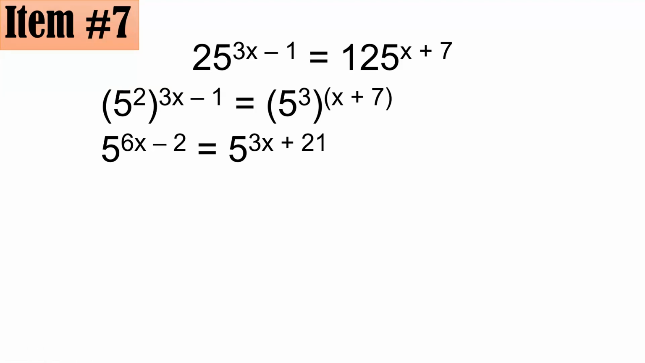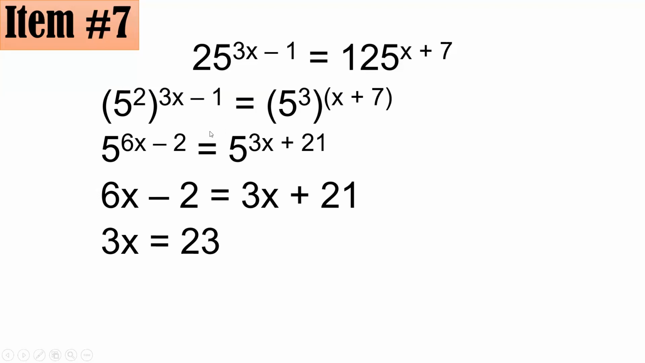So you could see here, their base is equal, 5, on both sides. And apart from that, since they have the same base and they are also equal, this tells us that their exponents have to be equal also. That's why I will equate their exponents. So 6x minus 2 equals 3x plus 21.